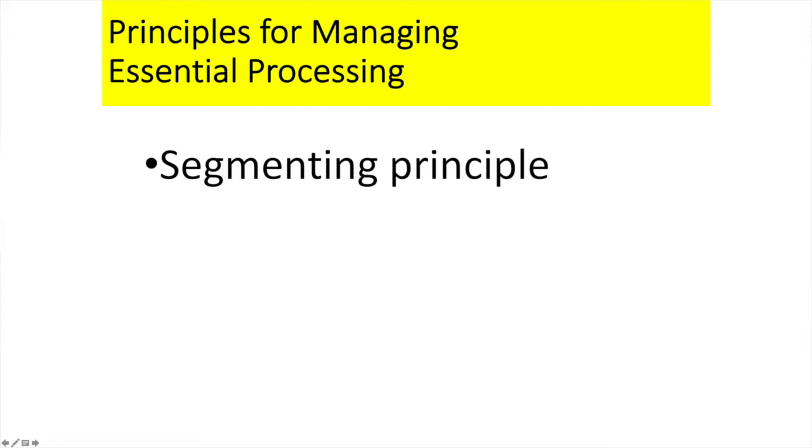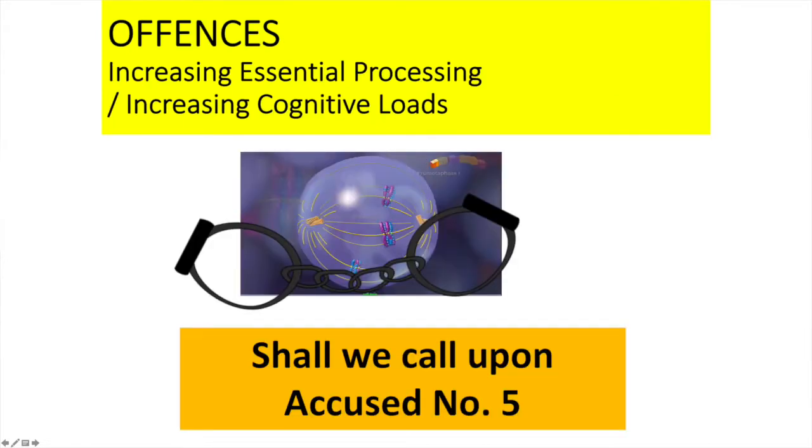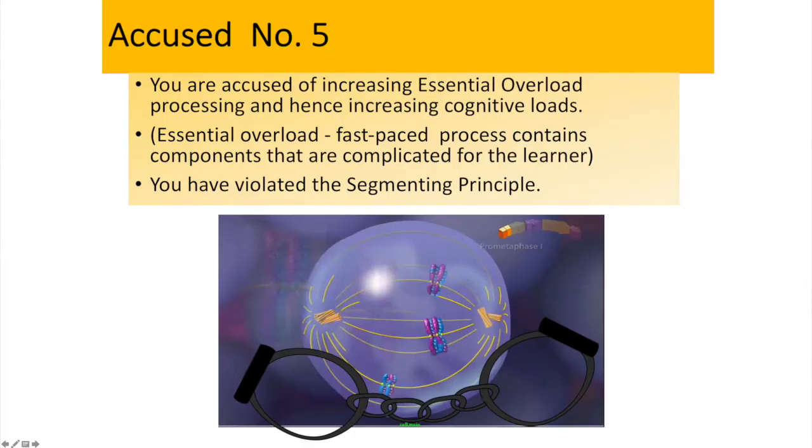Another one, segmenting principle, managing essential processing. Okay, number five. This one is actually a video clip animation on pembahagian cell. Very complicated. How one cell can become two cells, can become four cells, and so on. Meiosis. Very complicated.